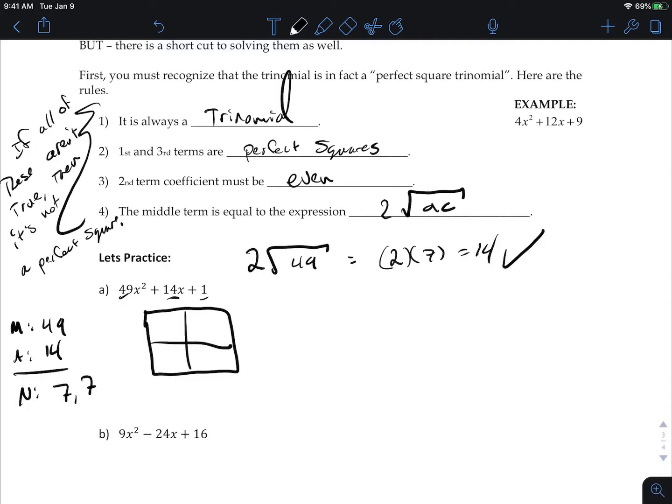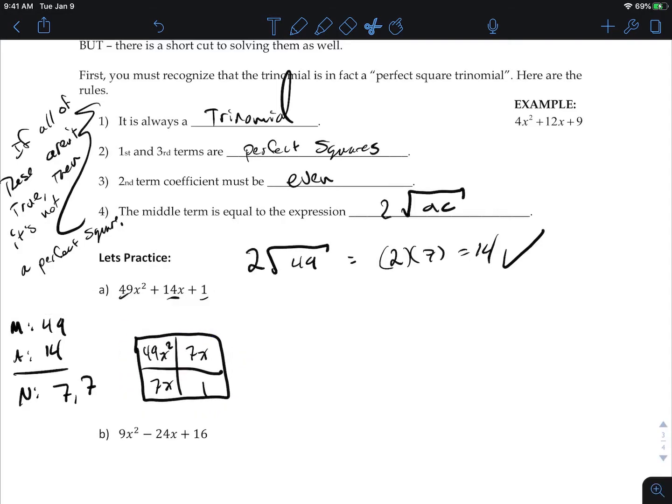I'm going to get 49x squared. I've got to move this table down a sec. And 1. And I'm going to fill in the 7x and the 7x. Okay, I'm going to fill in the length and width. So I'm going to start reading off from top to bottom and left to right, right? So top to bottom, from here to here, what's in common? Well, I can take out 7 for sure, and then I can take out the x, right?